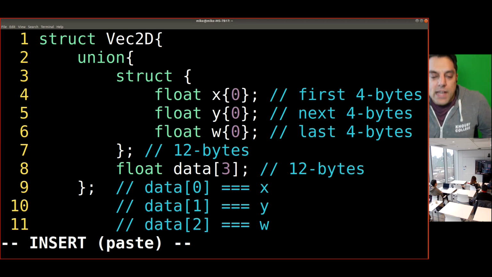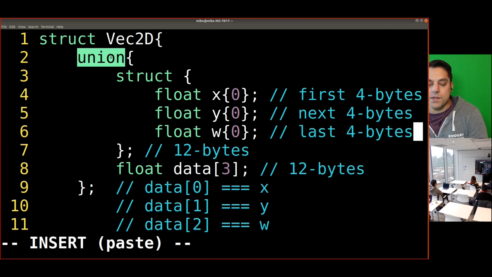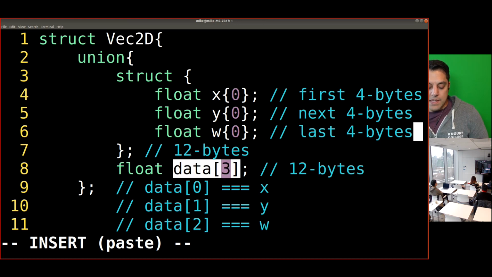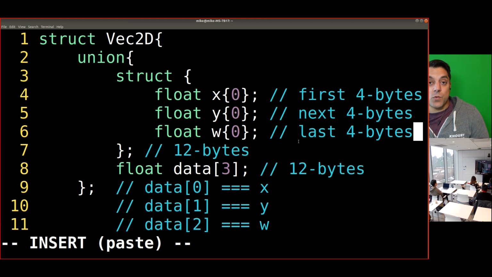Oftentimes we have to think about things in terms of bytes or their data size, and a union's a really compact way sometimes to represent data. And it's sometimes a tool that can make our code more expressive. So again, with this vec2d, I can either pass around this data as an array or just access individually the x, y, or the w components. Okay.